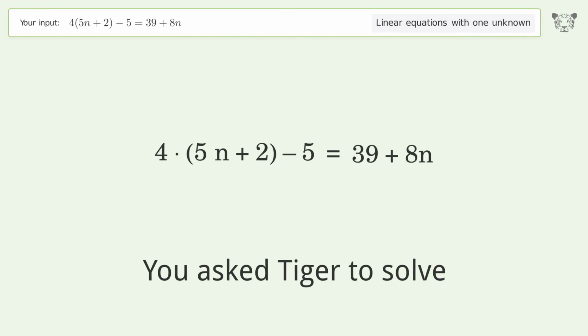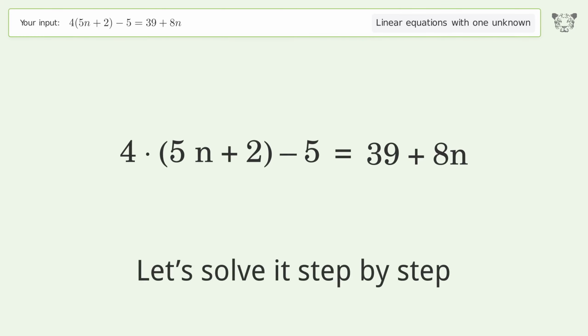You ask Tiger to solve. This deals with linear equations with one unknown. The final result is n equals 3. Let's solve it step by step.